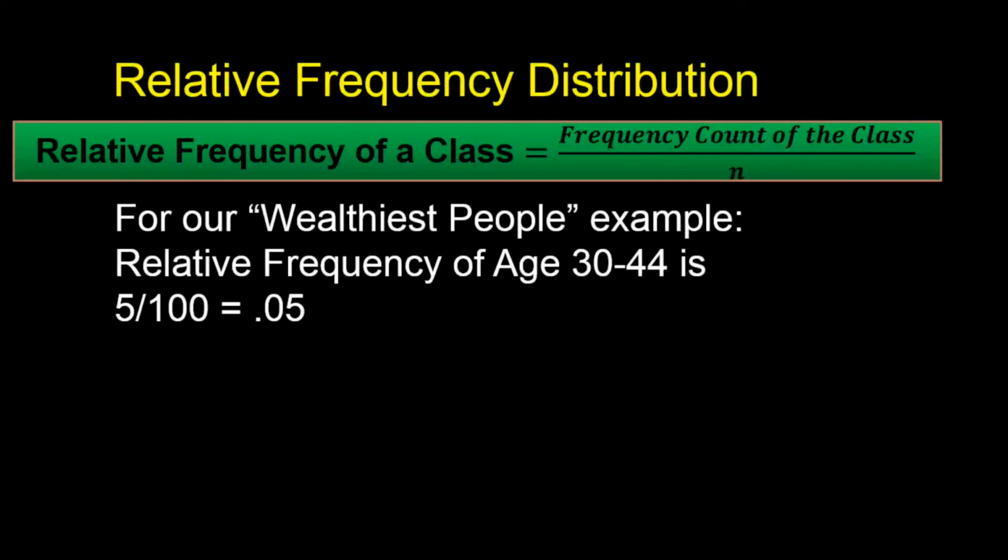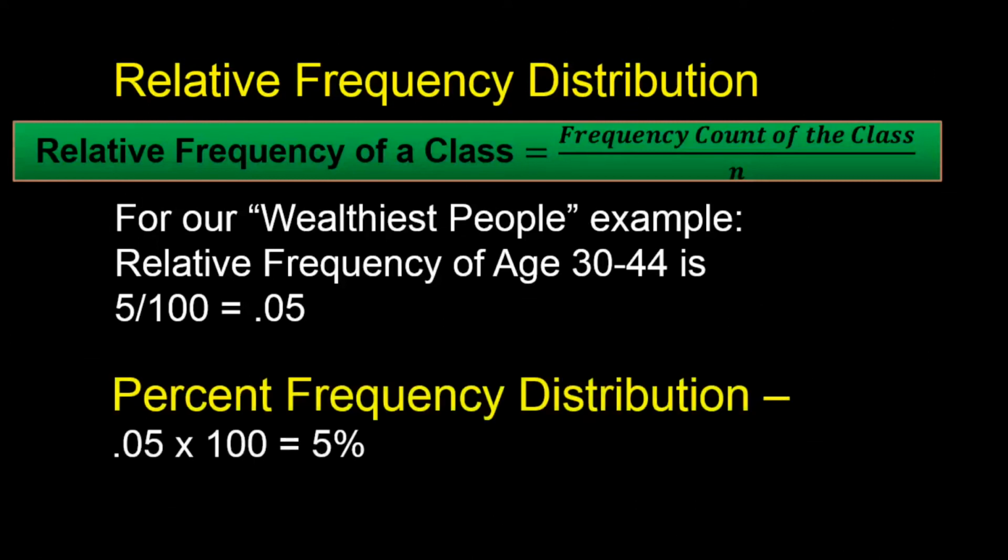Here is how it's done for our wealthiest 100 people example. Since we have 100 people, we take the frequency count for the first category, or 5, and divide it by 100, the number of people, to get 0.05. When we multiply this by 100, we get a percentage, or 5%.